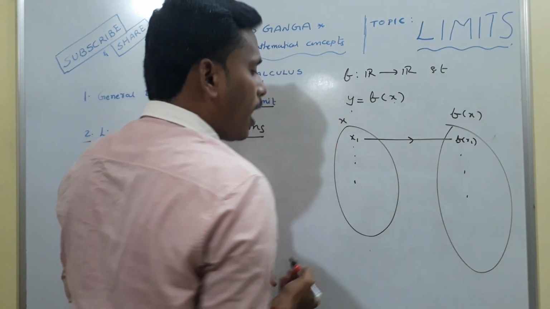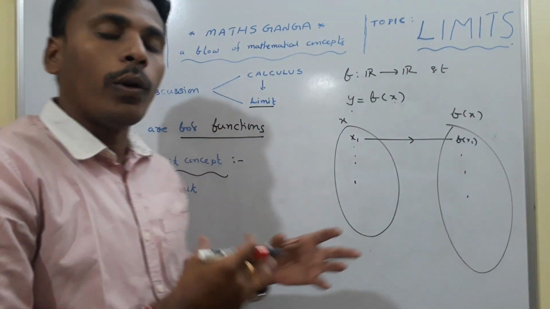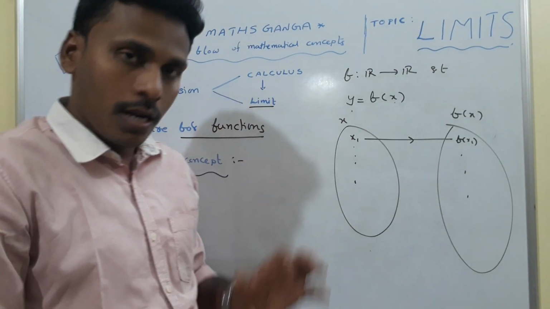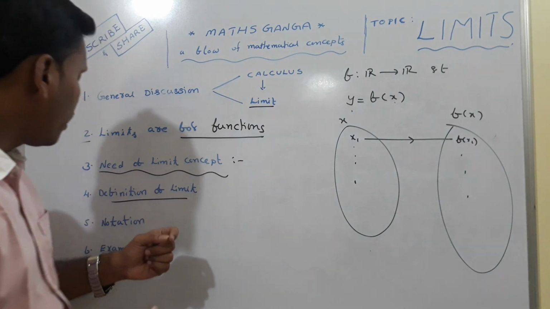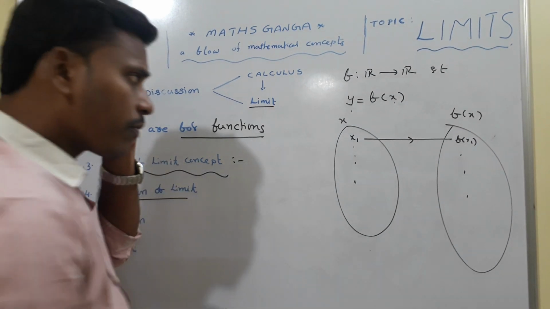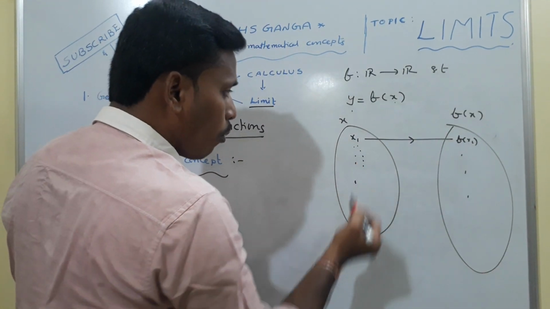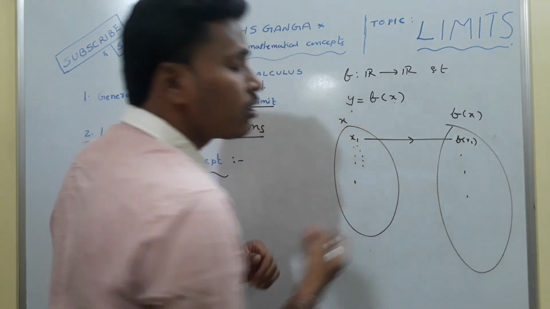x1 maps to f of x1. So like this, we learn many things in functions. Now, what is the definition of limit? See, if we change different values in the domain, we will get different values in the codomain.